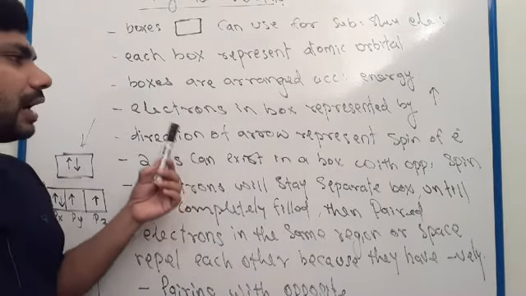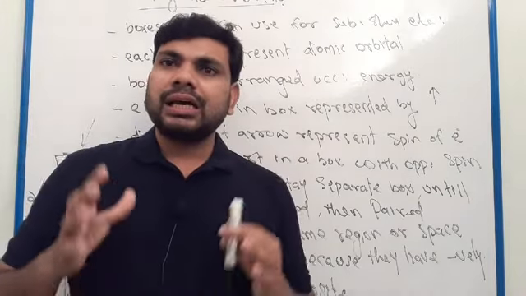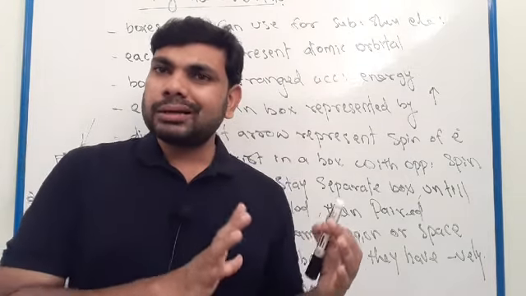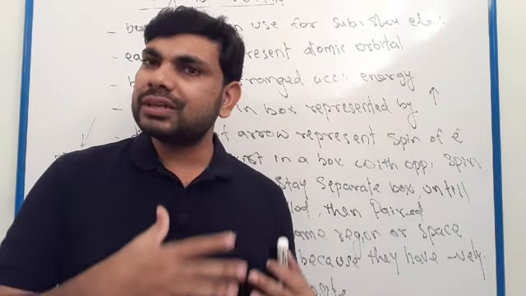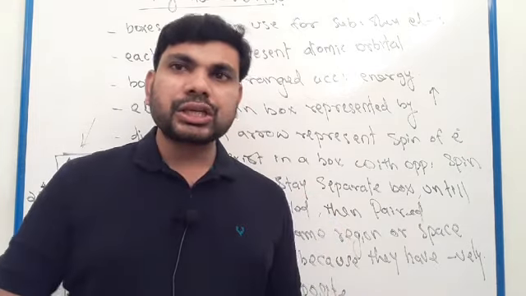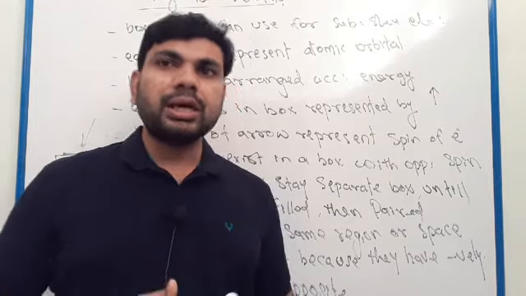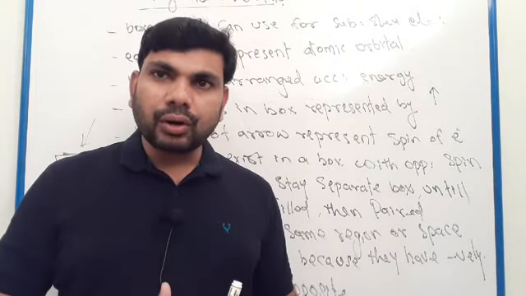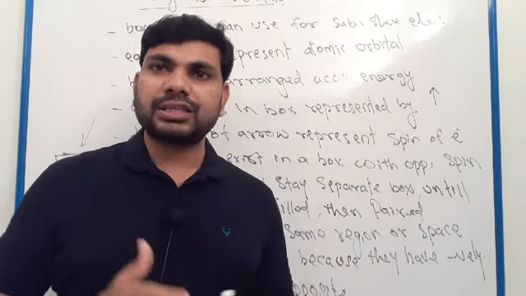The direction of arrows represents the spin of the electron. We discussed that if one orbital contains two electrons, both electrons will spin. One electron spins clockwise and the other spins anti-clockwise. So the direction of spin of the electrons will be different. Clear?